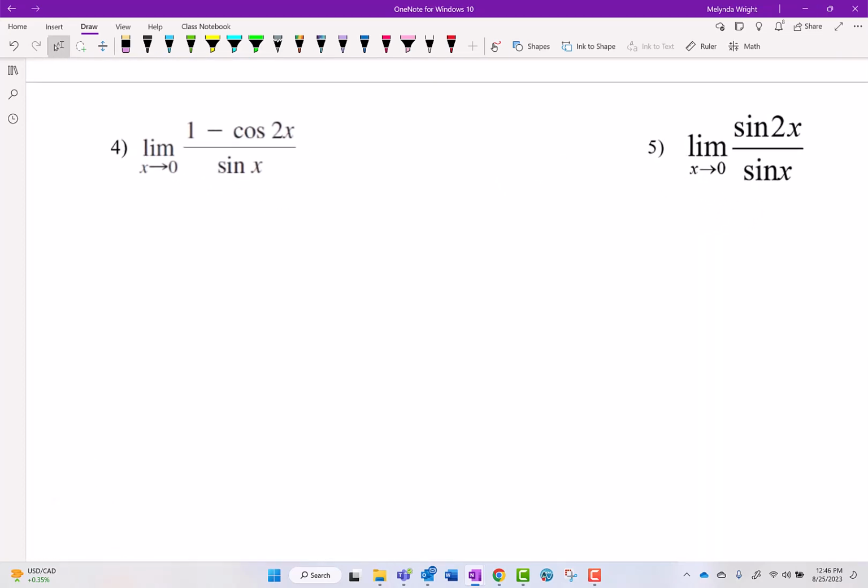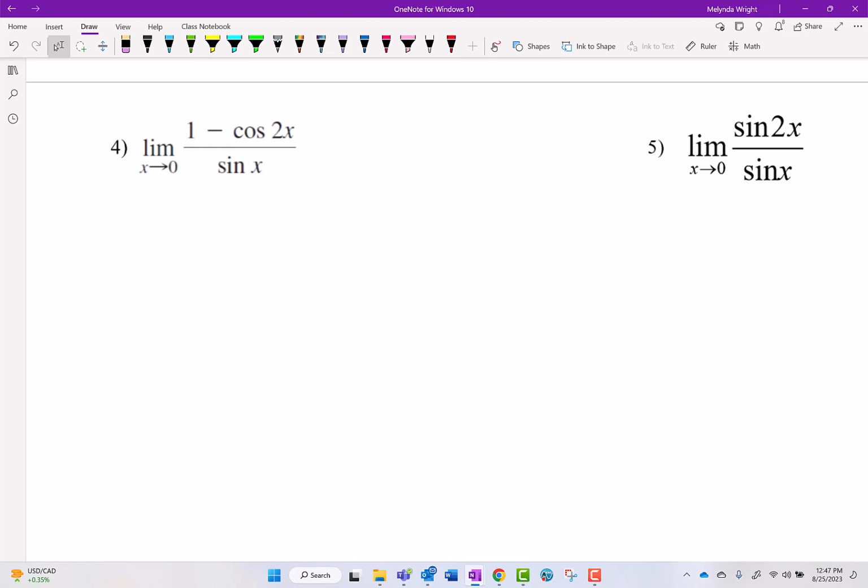Oh my goodness, that is so close to the special limit, right? That is so close. I wish I could cross out the sine x and put 2x. Wouldn't that be just delightful? Yeah, but we can't. We can't.